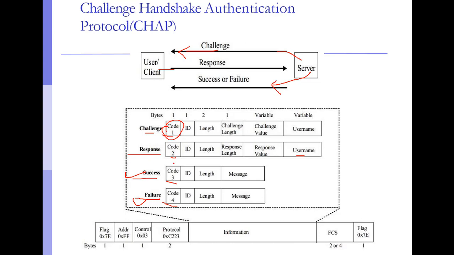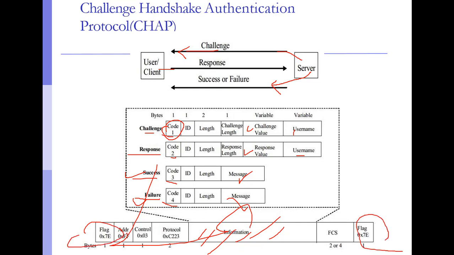Depending upon the code, you can also judge this, and this will be the value: challenge value, response value, username, and message value. What is the message? Is it a status, connection established or connection failed? It can be determined over here, and all this information will be stored in this information space. And this is the same. You can see that flags are over here, at the start and the end of the data frame, and address and control and protocol. You can see that this is all the same.